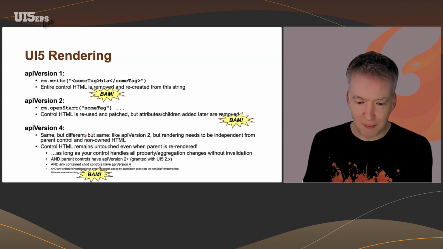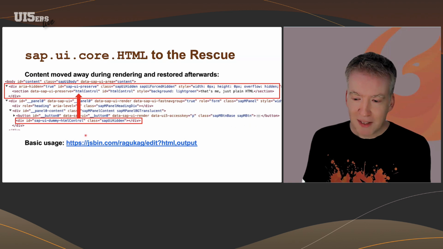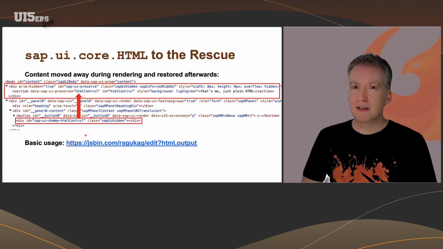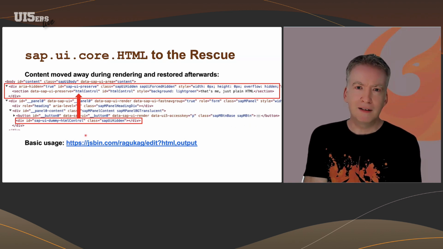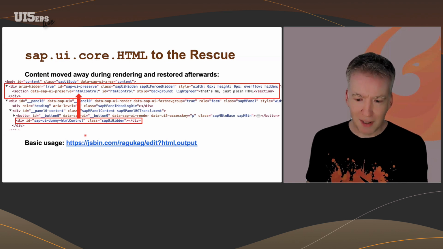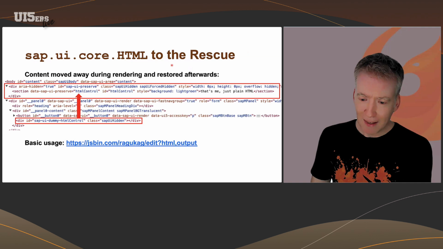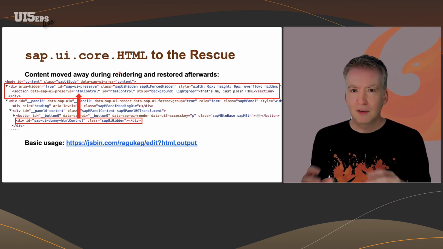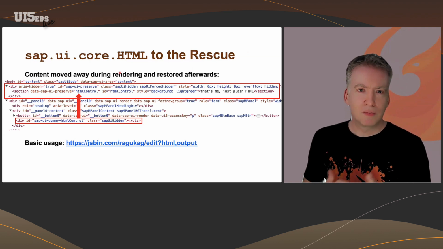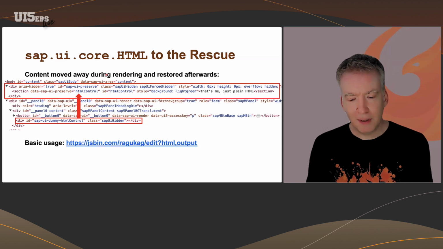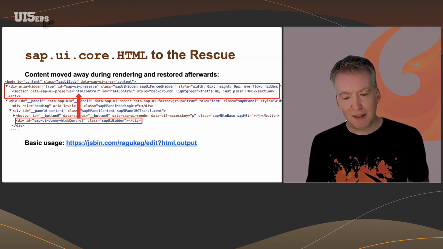To the rescue comes something that we have had since, at least I've seen an email from 2010, so at least 13, 14 years: the HTML core control, sap.ui.core.HTML, which can not only show any HTML inside, which is given by the application, but more importantly, for this use case, it has a preserve feature.